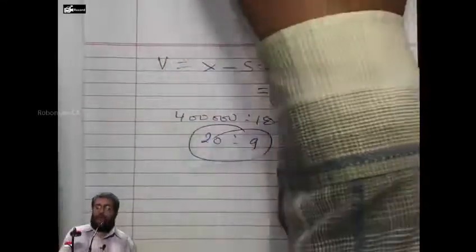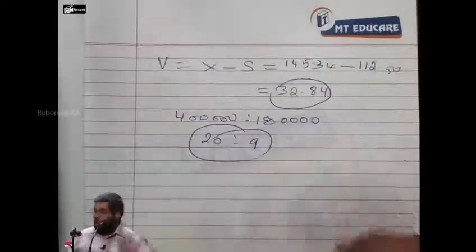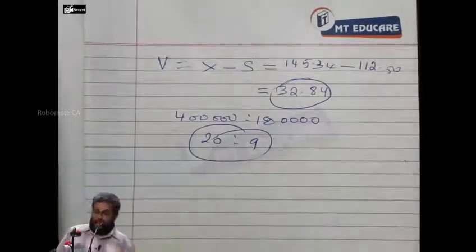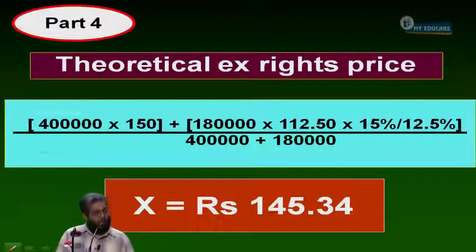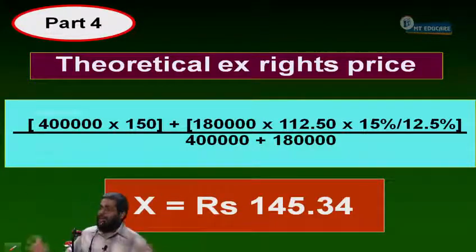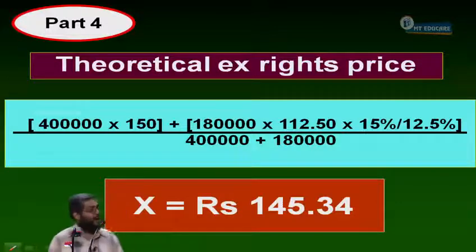Now, let us go for discussion. You are a shareholder holding how many shares? 20 shares. You will be getting how many rights? 9 rights. You can either sell the rights or exercise the right. Yes or no? Don't say I will do nothing, then you will be losing only.